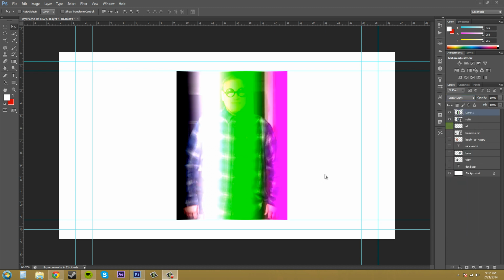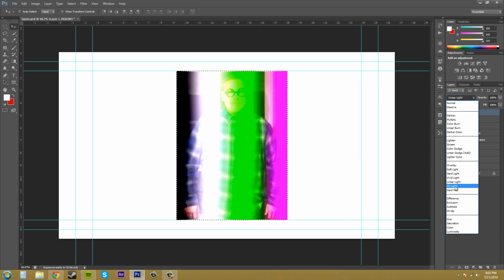Linear light is like vivid light. However, it uses the linear dodge blend mode for the light pixels and the linear burn mode for the darker pixels. So it pretty much does what vivid light does, except using linear dodge and linear burn. Let's go to the next one, and that is pin light.